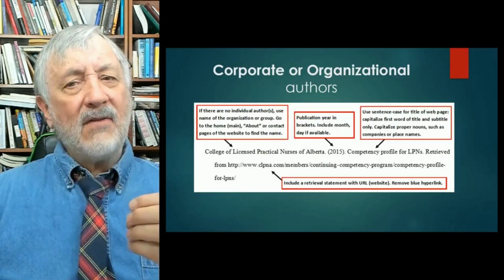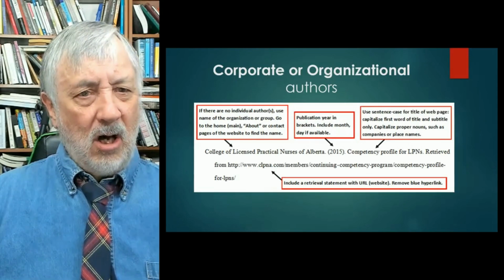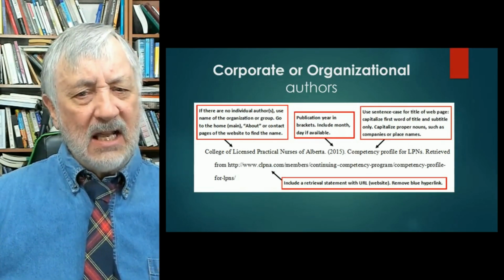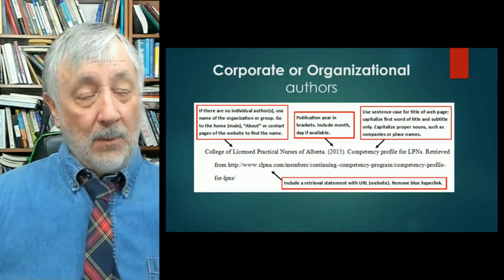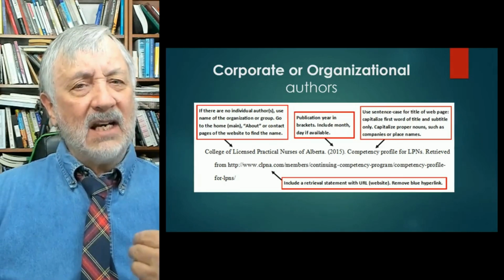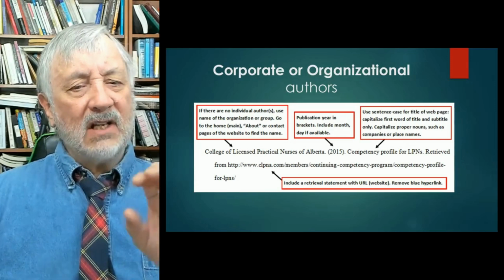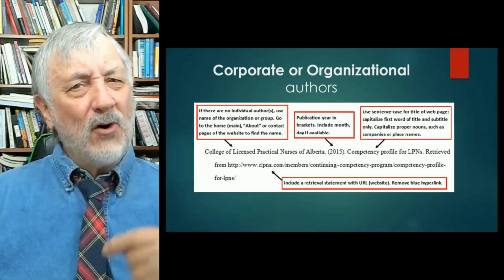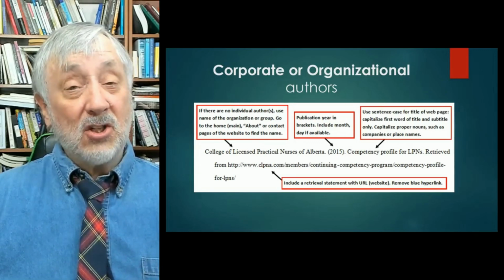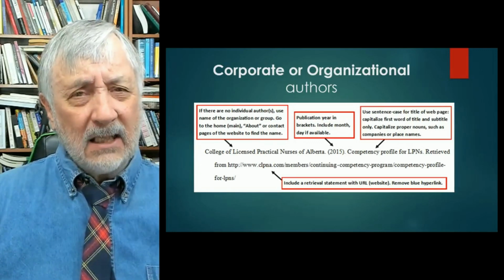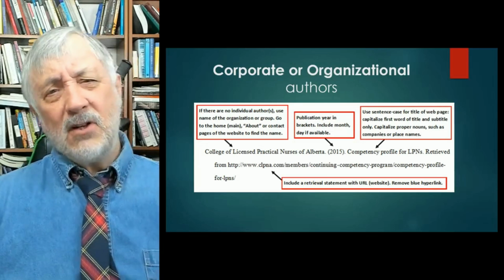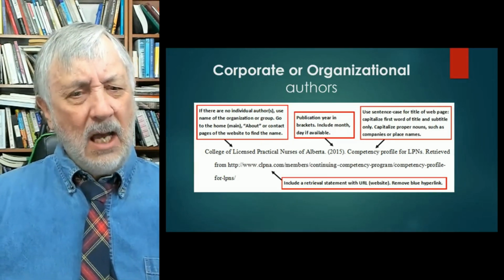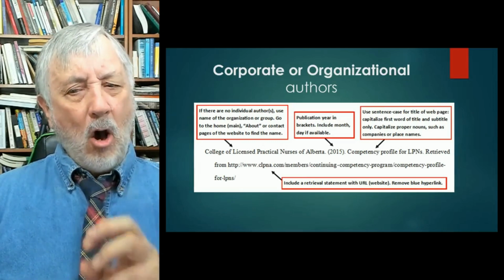Okay. If you have a corporate or organizational author, this is an organization or a corporation or a government agency that publishes something, usually informational. So here we have an example, College of Licensed Practical Nurses of Alberta. So there's no individual author named. It was put together by the organization. Probably many people looked at it, approved it. It's an official statement or informational publication by the organization, and they are the author.